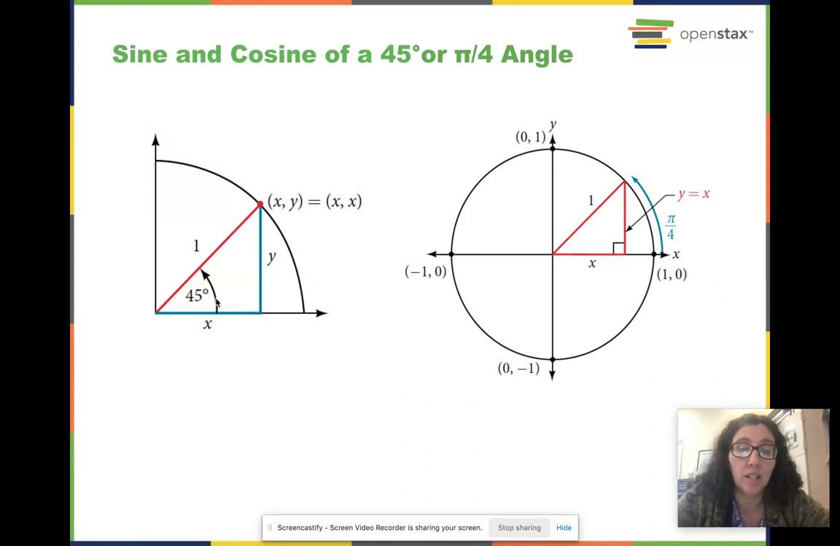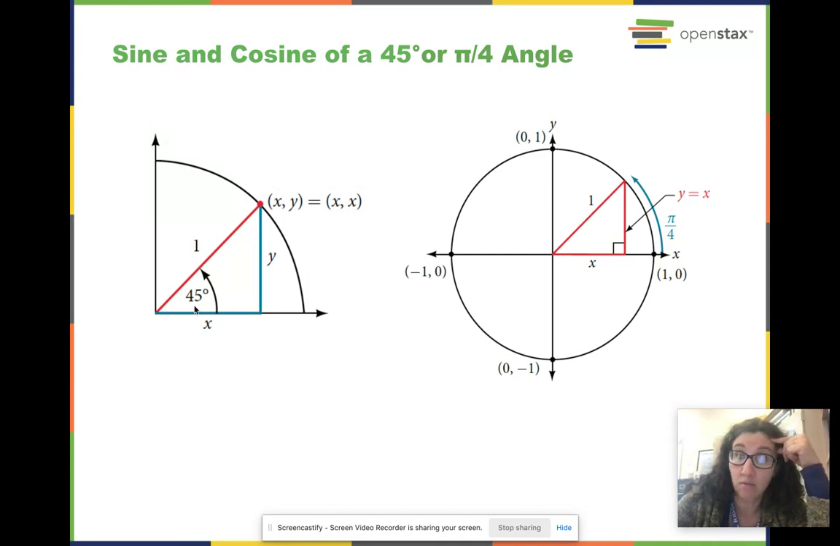So here we've got initial side, terminal side, our angle intersects the unit circle here at x, y. And this angle is 45 degrees, or in radians, that would be pi fourths, right? This would be pi halves, and this is half of that. So this is pi fourths. All right, so we want to know what the x and y values are, what the sine and cosine of this triangle are.